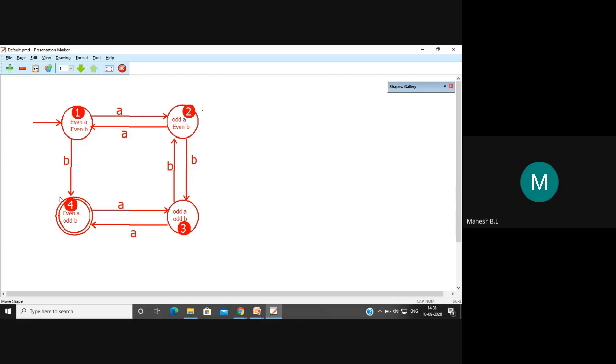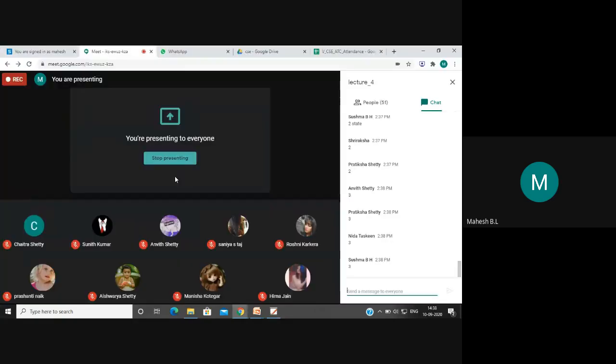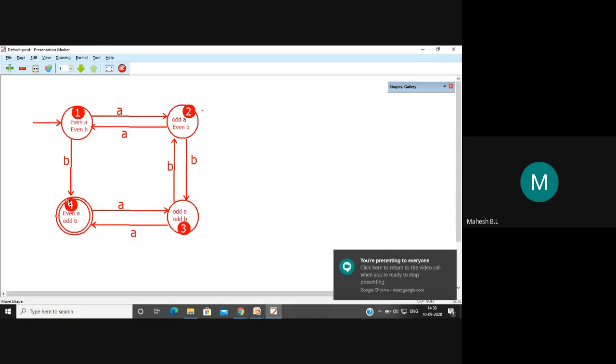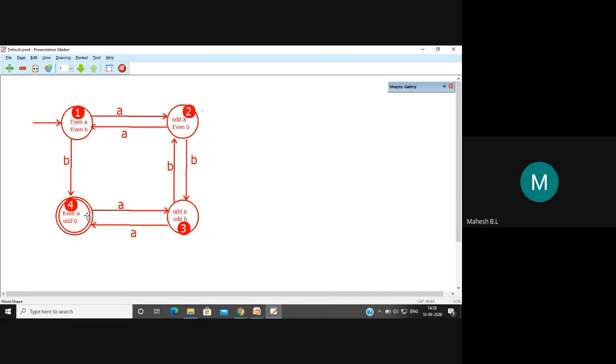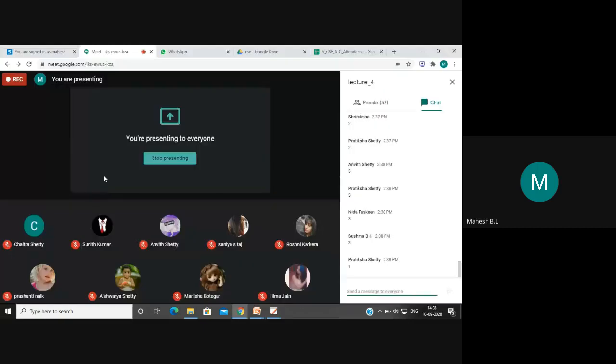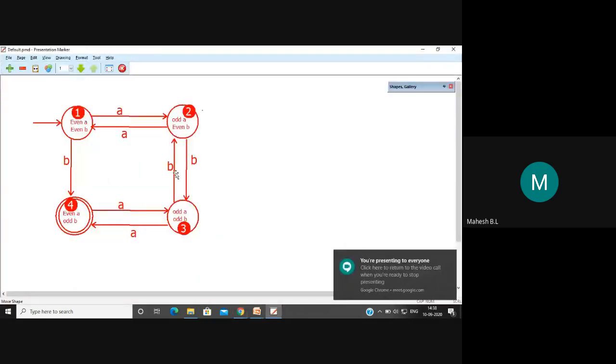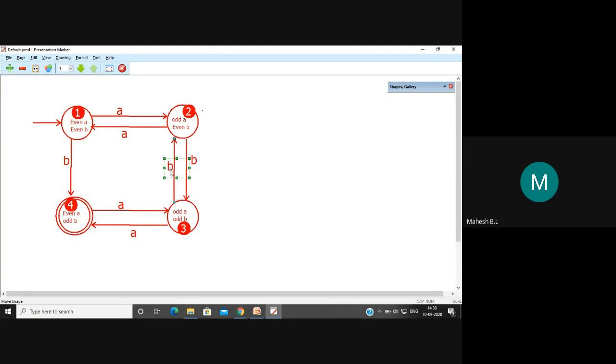Now, after reading B, DFSM makes a transition from 4 to which state? So you are in state 4. After reading B, DFSM makes a transition to which state? So your DFSM makes a transition to state 1 after reading B.